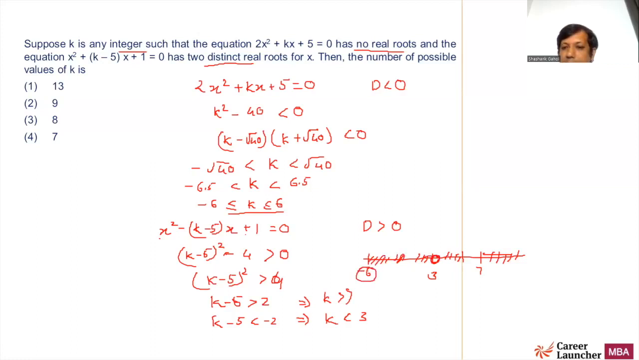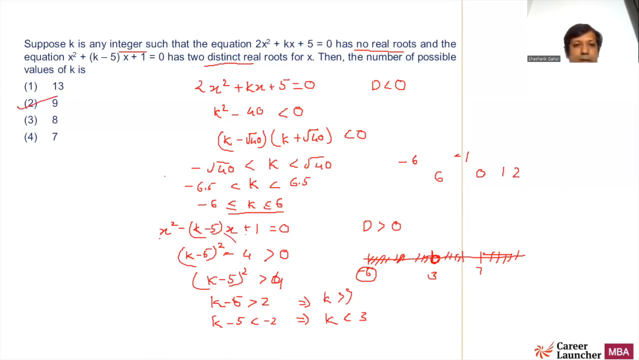And this minus 6 is inclusive. So basically, what is the common region I am going to get here? That is minus 6 to minus 1. I am going to have 6 possible values. Then I have 0, then I have 1, then I have 2. So in total, I am going to have 9 possible values. That's going to be my answer.